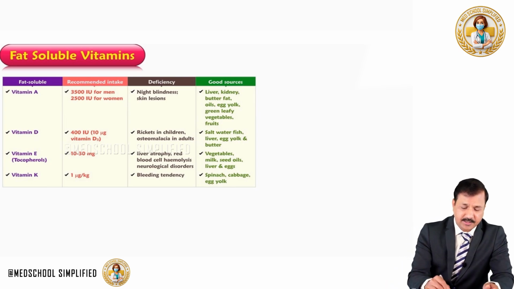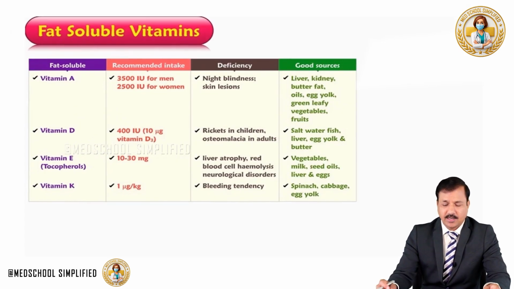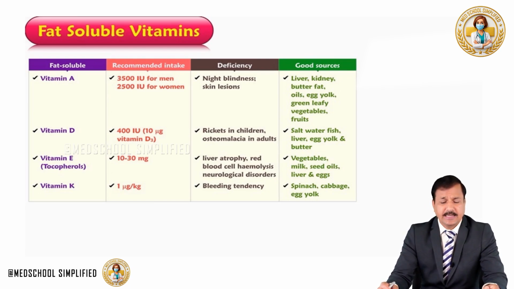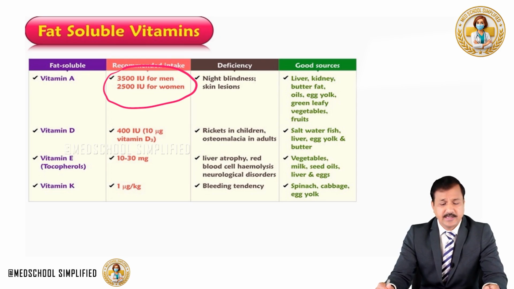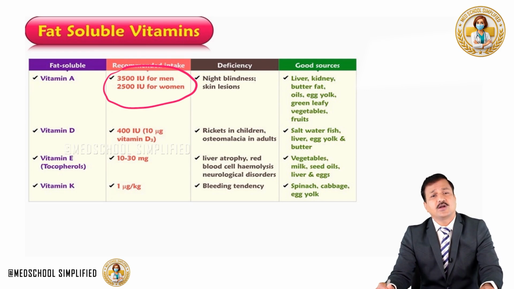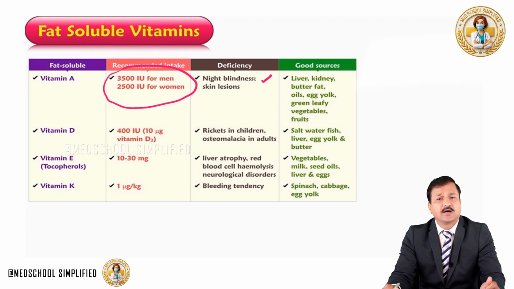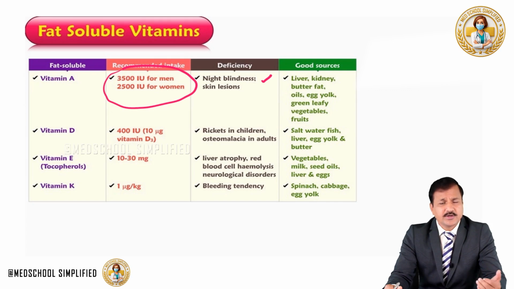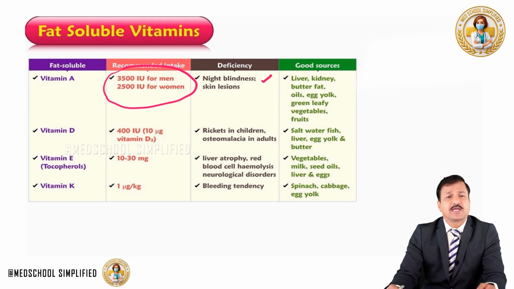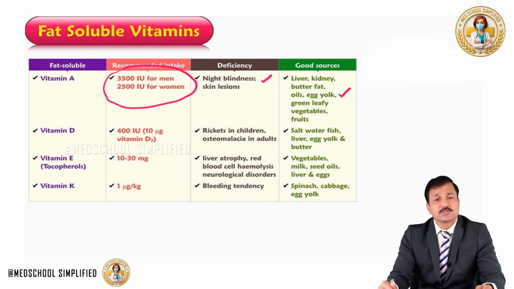Here in this table, it shows the recommended dietary intake of vitamin A, D, E, K, and also some of the good sources of these vitamins. Vitamin A recommended dietary allowance is 3,500 international units for men and 2,500 international units for women. Deficiency of vitamin A can lead to night blindness, skin lesions, and a decrease in the immune mechanism. Also it is responsible for maintenance of epithelial growth and development. Accordingly, the signs and symptoms will appear. Liver, kidney, butter, fat, oils, egg yolk, and green leafy vegetables are good sources of vitamin A.